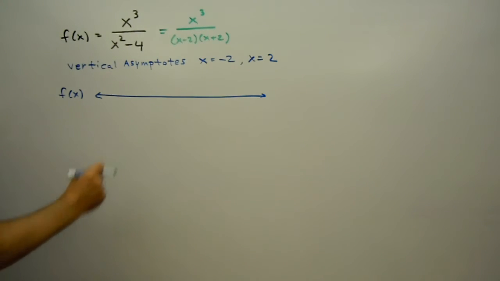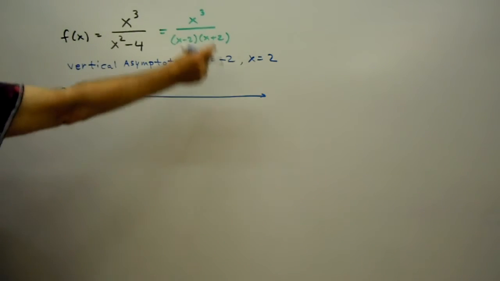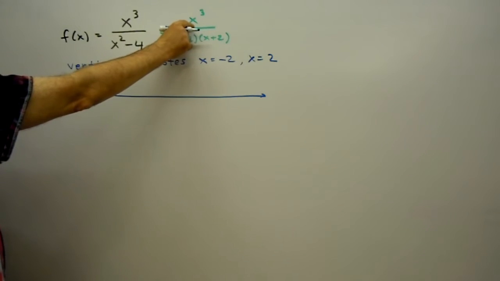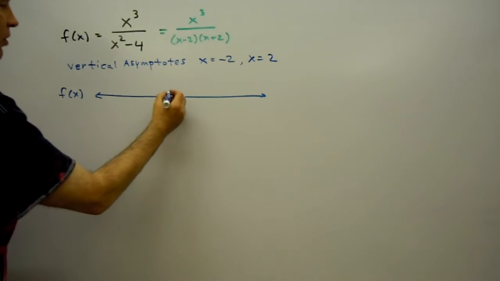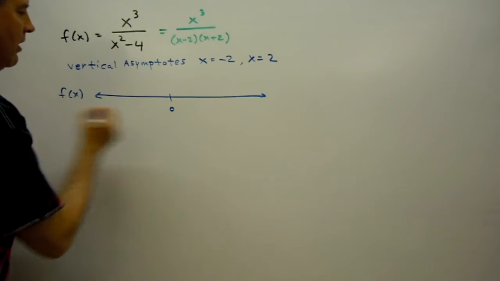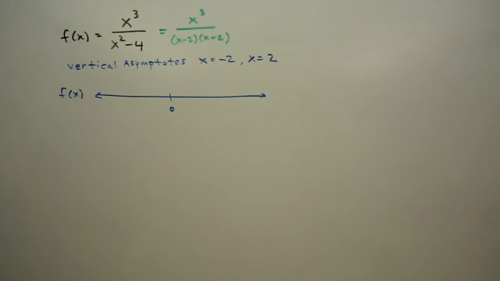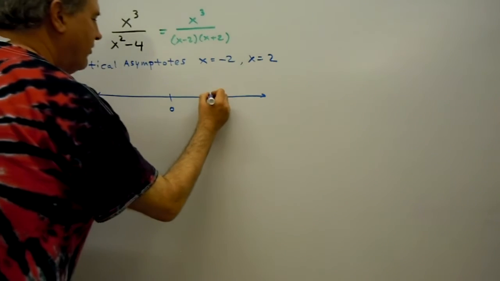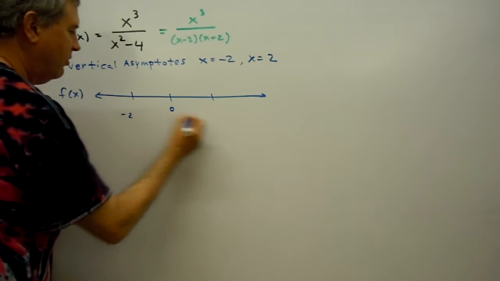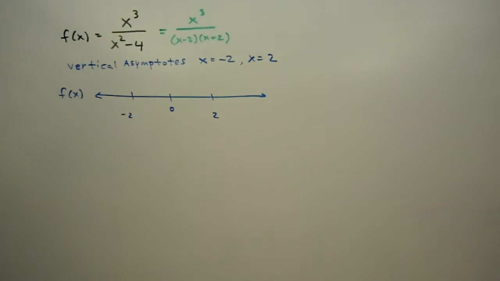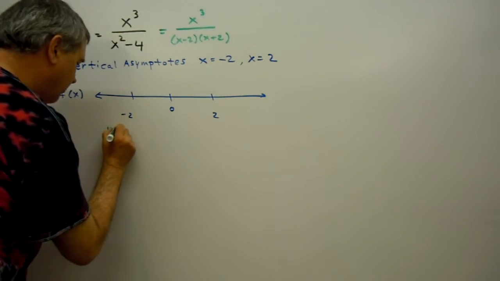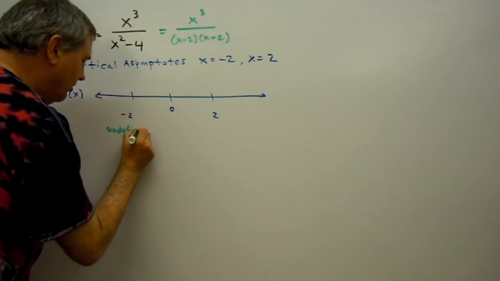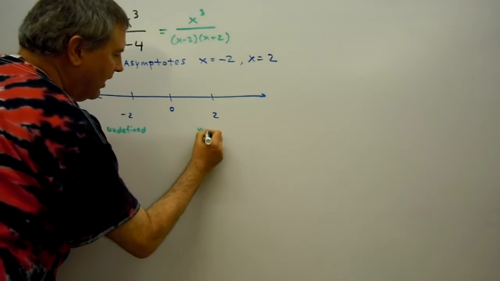Because first of all, the function does go through the origin. If we substitute 0 for x, we're going to get 0 over negative 4, which would give you 0. And then it has its asymptotes at negative 2 and 2. So I'm going to indicate that the function is undefined at these 2 points, where you have the asymptotes.